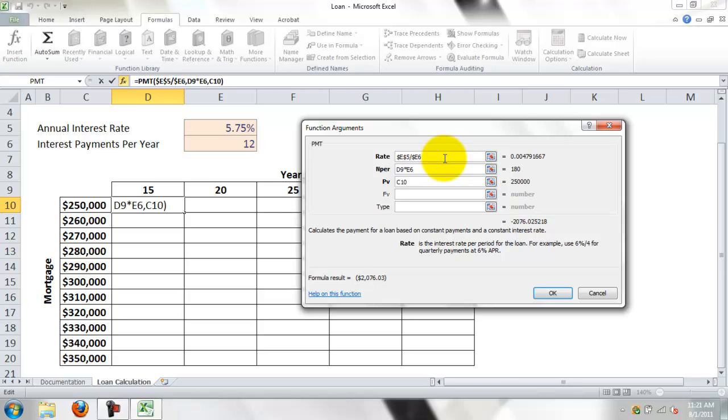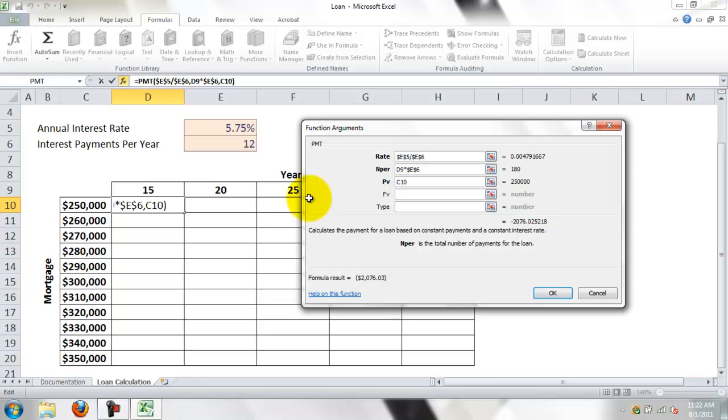And I do that just by inserting dollar signs before the column and before the row of each cell reference. In my number of periods, I've got D9, so the number of years, times E6, which is the number of payments per year. And my number of payments per year is also never going to change. It's always going to be 12 payments per year. So for that specific reference, I can also make that absolute. Put my dollar signs before the column and the row.